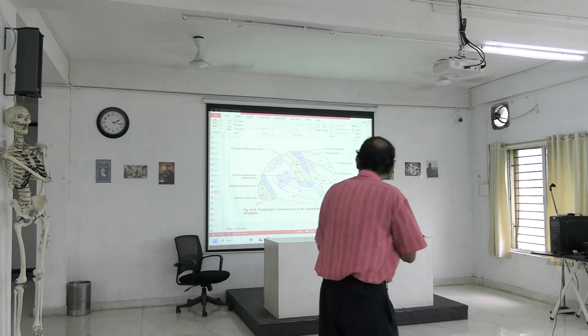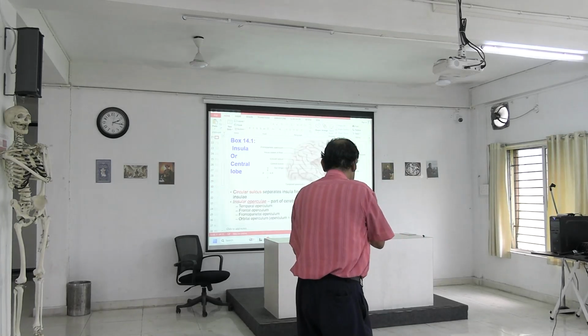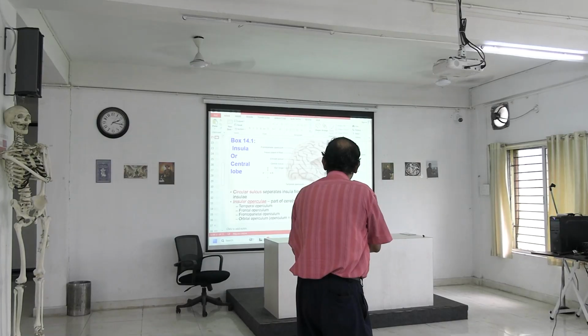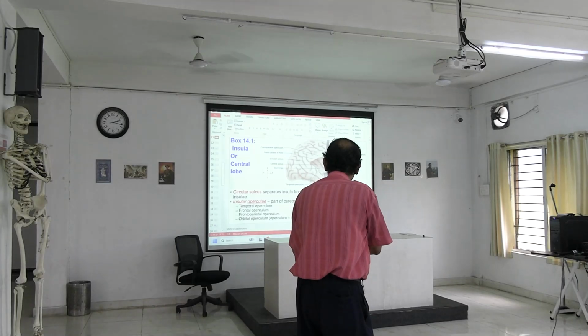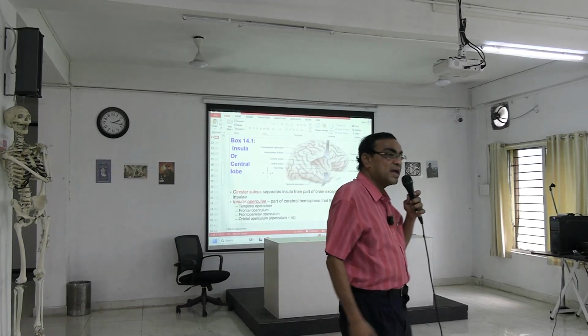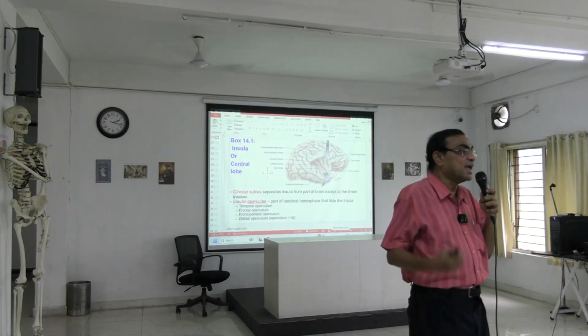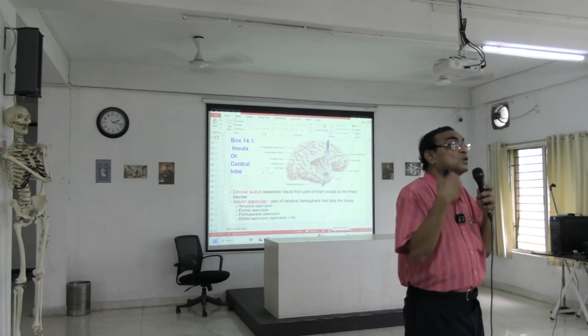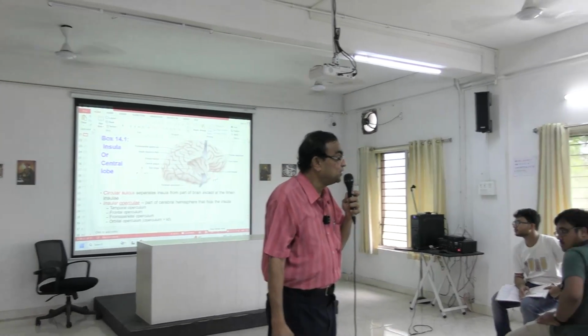What is the insula? This is the insula. When we retract the lateral sulcus, we can see this pyramidal shaped area. This is called the insular cortex. If you go more inside, we can reach different structures like the extreme capsule, claustrum, external capsule, then the basal ganglia.